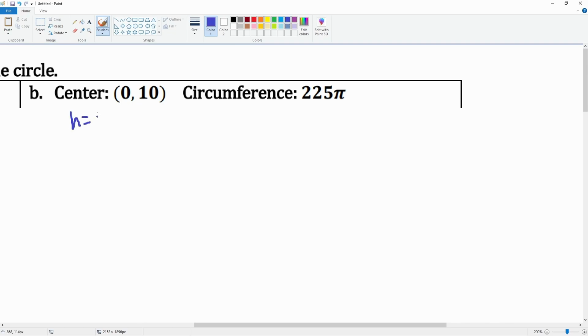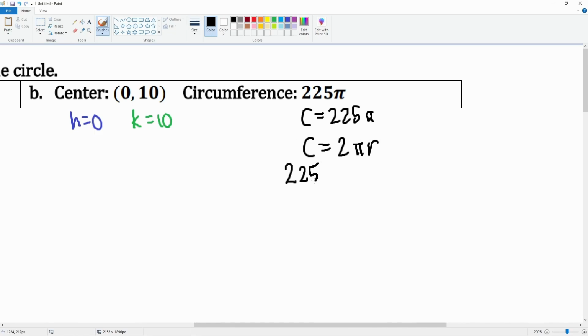All right, let's do this one here. We have h is equal to 0 and k is equal to 10. I have my circumference, so circumference is equal to 225 pi. I know my circumference formula: circumference equals 2 pi r. So let's plug it in. 225 pi is equal to 2 pi r, divided by 2 pi, divided by 2 pi. This gets me r is equal to 225 divided by 2, which gets me 112.5 as the r.